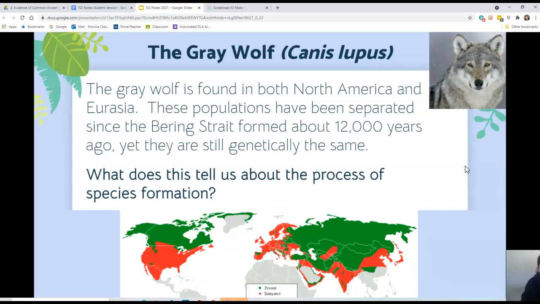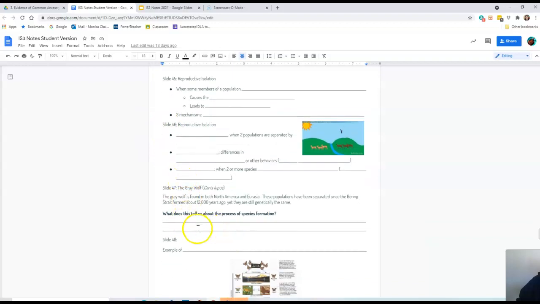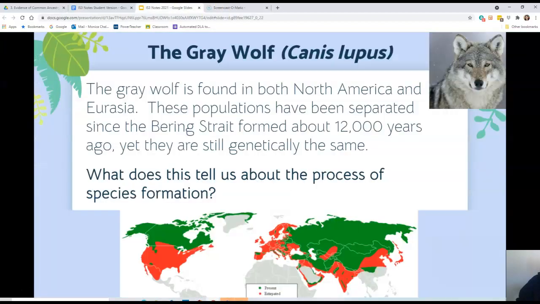So, on your papers, what does this tell us about the process of species formation? I believe you've just got a couple lines here. So what does that tell us? Is it a fast process? Is it a slow process? What kind of process is speciation, basically? Hopefully you'll take your moment and go ahead and do that. I'm not going to answer that for you though.